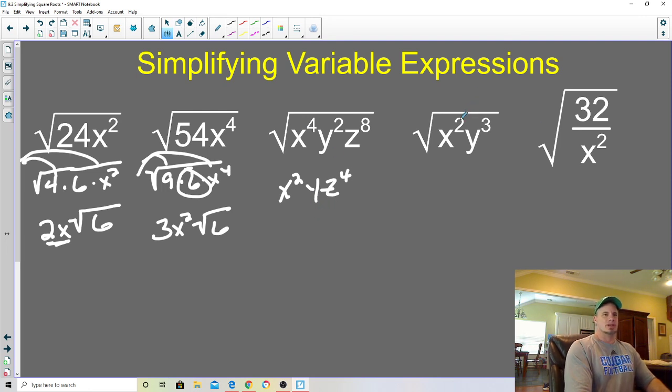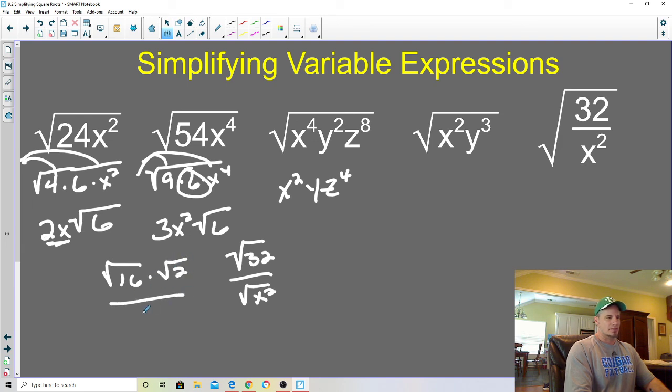Okay, now this one, I'll tell you what, let's come back to this one. I want to talk about it, and then let's do this one first. So I'll bring this down here. We're going to break it up. Square root of 32 over the square root of x squared. Okay, let's think of 32. That's 16 times 2. 16 is a perfect square. So what I'm going to do is, again, utilize my space. I'm going this way. It's 16 times 2. And on the bottom we have the square root of x squared.